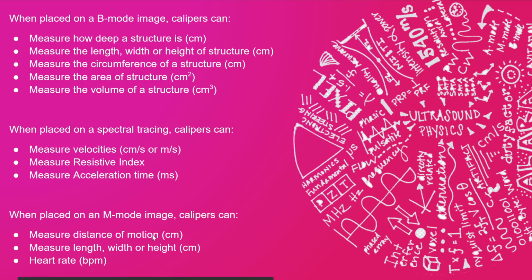When we're looking at the M mode image, we can place calipers on that to measure distance of motion. Again, any distance is going to be in centimeters. We can also measure the length, width, or height of structures displayed in our M mode, and then quite often we use it to measure beats per minute of the heart rate.